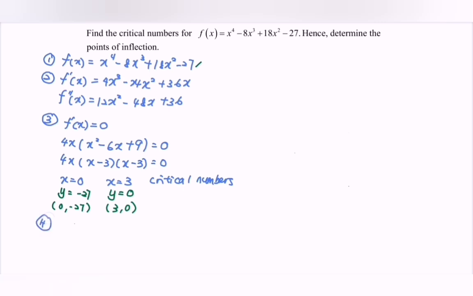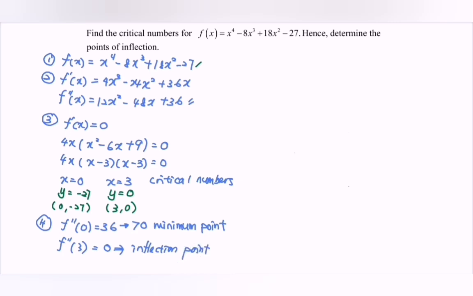Next, number 4, by using the second derivative test, find the inflection point. So we have f double prime. If we substitute 0, kindly refer to this part and we will have 36. F double prime, if we substitute 3, we will have 0. So for this case, it will be greater than 0, so it is the minimum point. And then for this case, it is equal to 0. It might be an inflection point. But what we have to do is, by referring to the first derivative test, then only we can decide whether this is an inflection point or not.